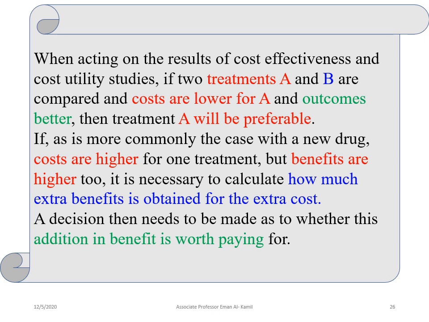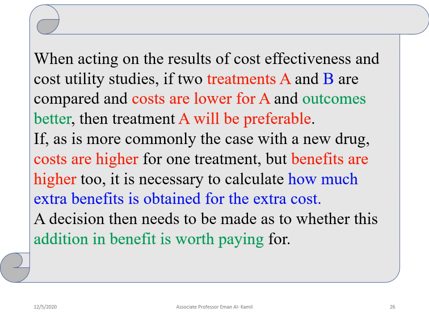When acting on the result of cost effectiveness and cost utility studies, if two treatments, for example A and B, are compared and the costs are lower for A and the outcome better. Now we have treatment A and treatment B. If the cost of A is lower and the outcome is more or better, then treatment A will be preferable. Even if it is more expensive, if the outcome is greater, we will choose treatment A.